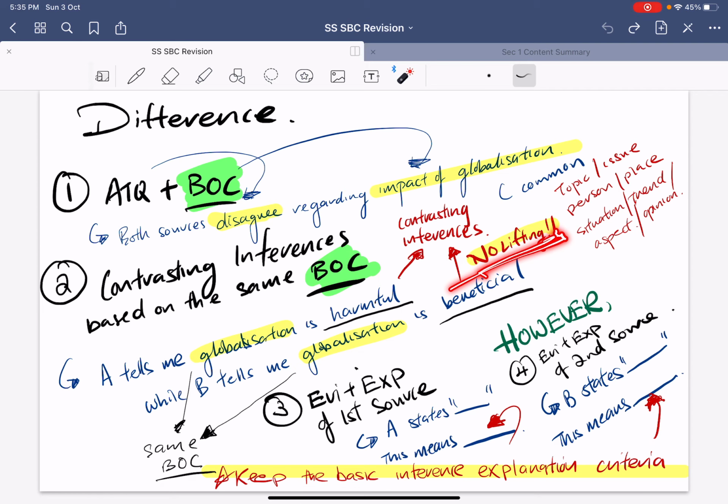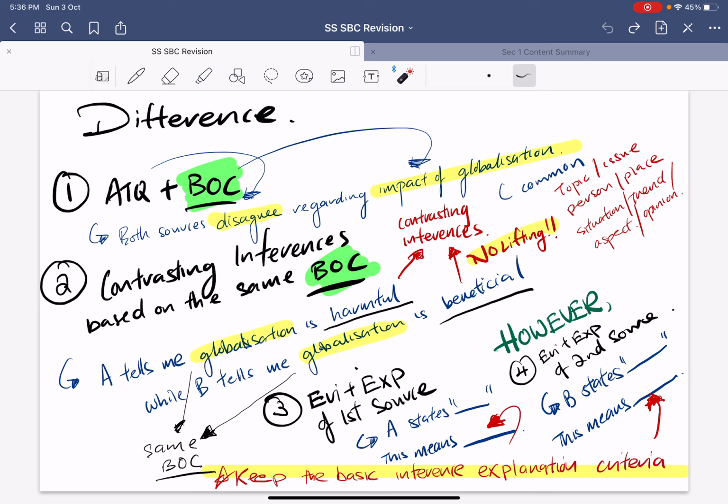After that, you move on to your evidence and explanation of the first source. So A states that, evidence. Then this means that. Again, follow your basic inference explanation criteria to make sure it is valid. Once you're done with the evidence and explanation of the first source, you write the word however, then you move on to your evidence and explanation of the second source, which helps to explain your point for the second source.